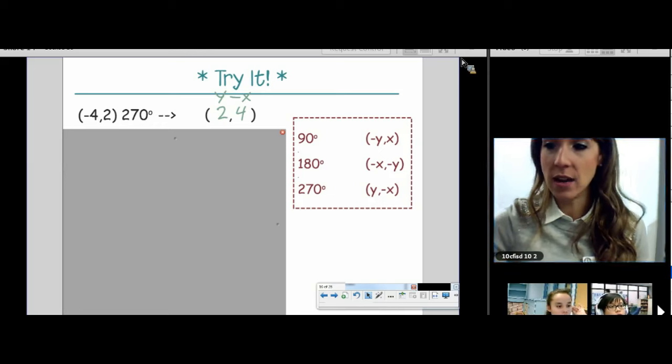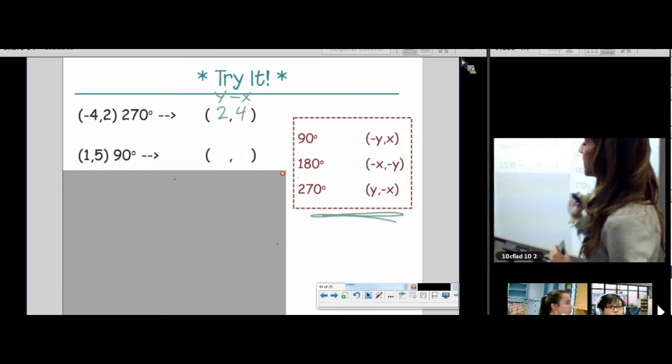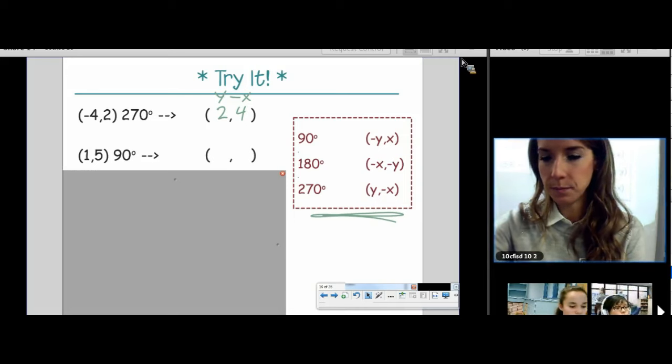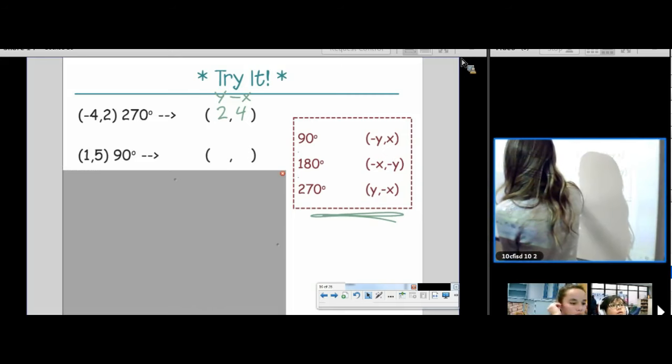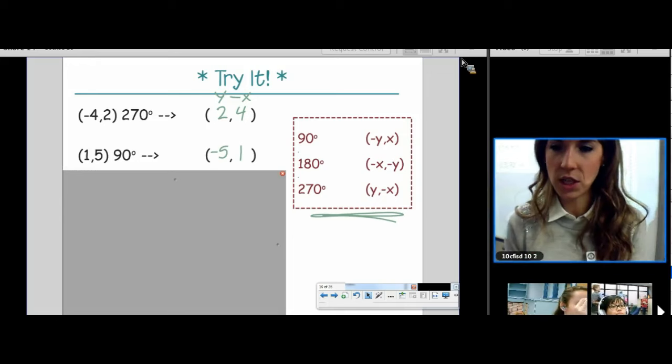(y, -x). We're just using these rules over here. Okay, next one. Try it by yourself and then I'll call on someone. Kendra, can you do this one for us? (-5, 1). Perfect. The rule says take y and make it negative. Take x and leave it alone. That's what the rule says to do.